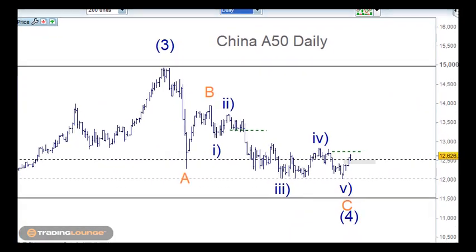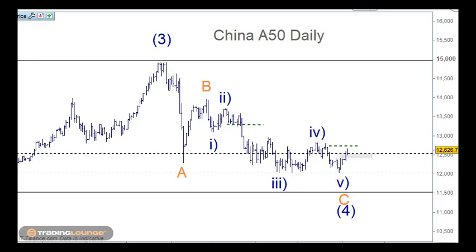The China market is more bullish for a couple of reasons. So let's just go over this. We're looking at this wave 3 here, and we're looking at an A and a B, and then 5 waves down for a C wave.